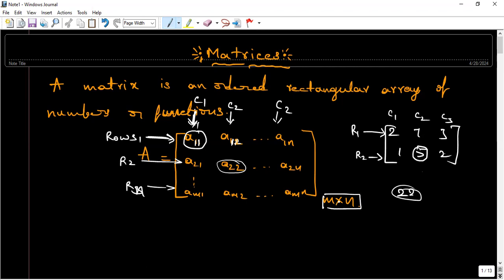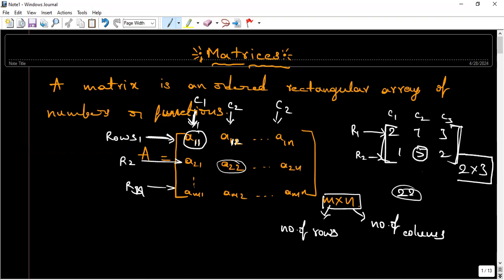Then what is this? M into n. We will call it M by n. M represents the number of rows. N represents the number of columns. In this matrix, there are 2 rows and 3 columns. So you can understand how many rows and how many columns there are by seeing this particular arrangement. Is that clear?